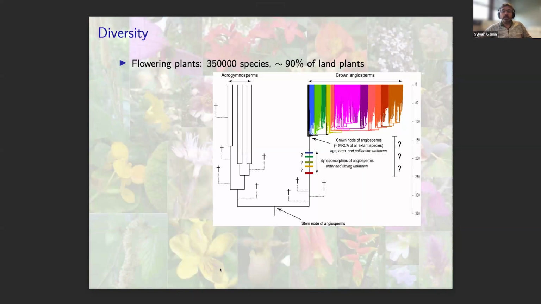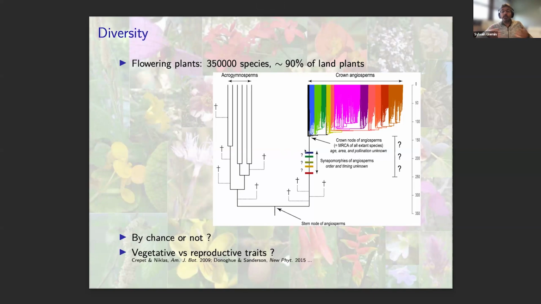And they arose rather recently, actually. It's not completely clear, but the most recent common ancestor of angiosperms, so flowering plants, is around 150 million years ago. It's the same order of magnitude as mammals, for example, where there are only 6,000 something species.